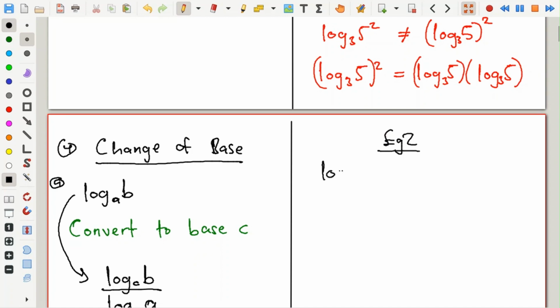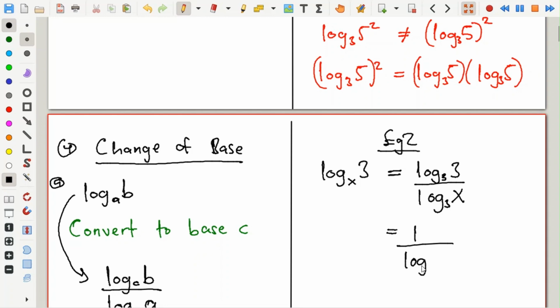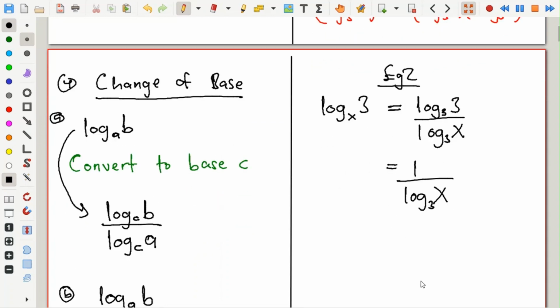Let's take another example. This time I want you to pause the video and try it yourself. You have log 3 to the base x. Now this is the same as, convert to base 3, log 3 over log x. What are you converting it to? Base 3. So this is the same as 1 over log x to the base 3.